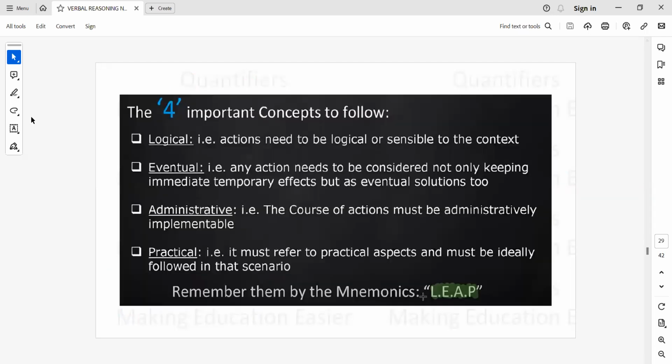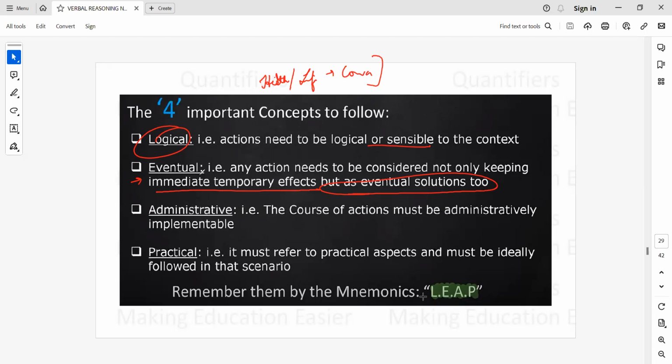So the 4 important concepts to follow I've already discussed, but let's see. The action needs to be logical or sensible to the context. It needs to be eventual. Any action needs to be considered not only keeping immediate temporary effects, but as eventual solutions too. This kind of case generally happens in the case of, let's say, health or life hazards. For example, COVID times, right?